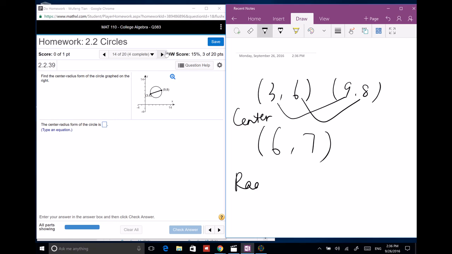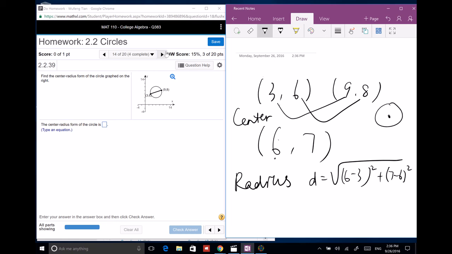Radius: from 6 to 3, so d equals the square root of (6 minus 3) squared plus (7 minus 6) squared. The distance from the center to any point on the circle is the radius. So the distance squared equals 3 squared, which is 9, plus 1, which is 10.